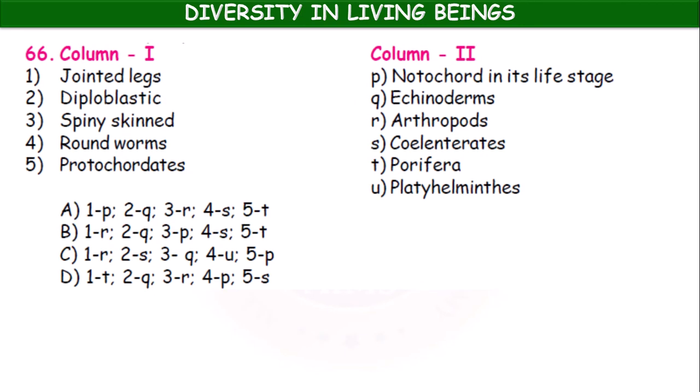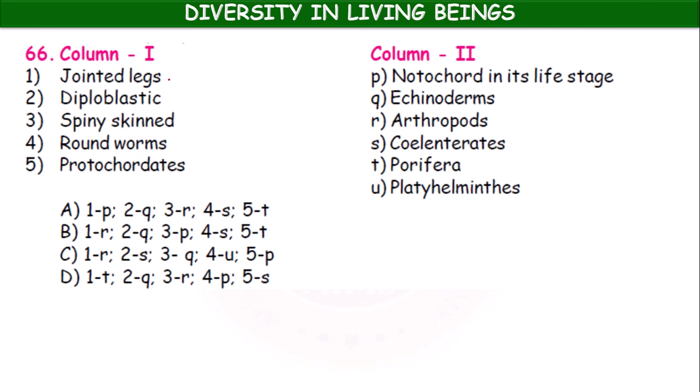Okay, similar question. Jointed legs, diploblastic, spiny skinned, roundworms, protochordates. Here also in the column 2, notochord in its life stage, echinoderms, arthropods, coelenterates, porifera, platyhelminths. So let us match first and then select the right code.